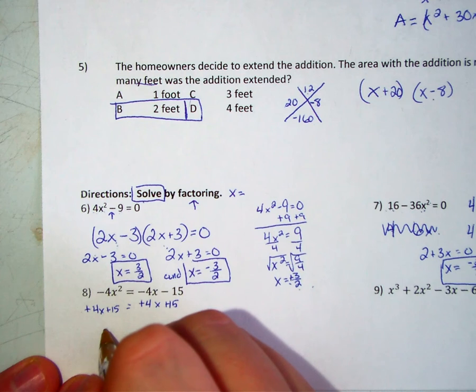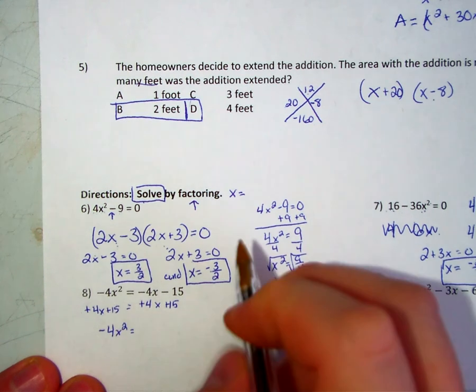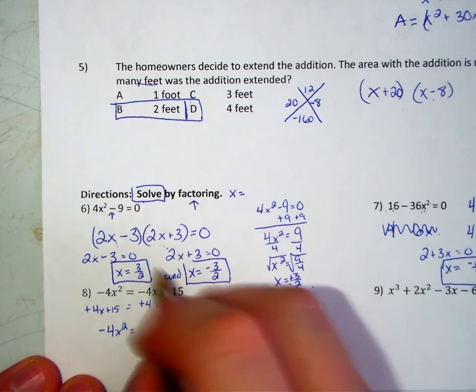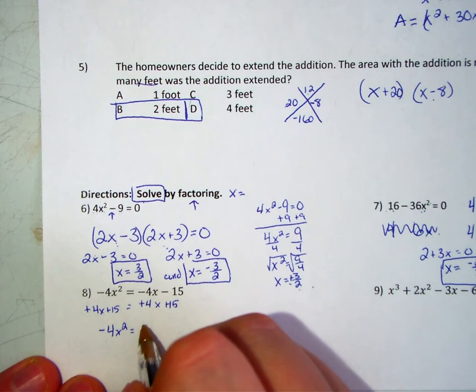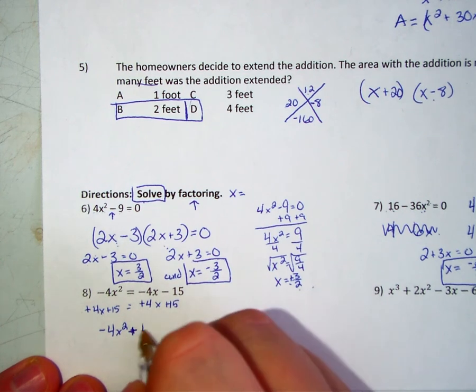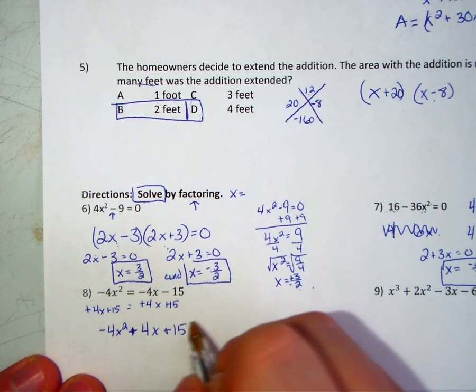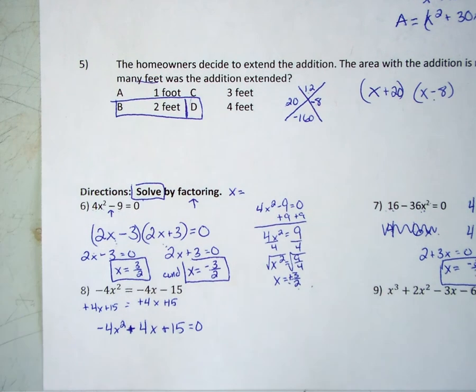So we end up with negative 4x squared plus 4x plus 15 is equal to 0. Well, now is a great time for our slip and slide.